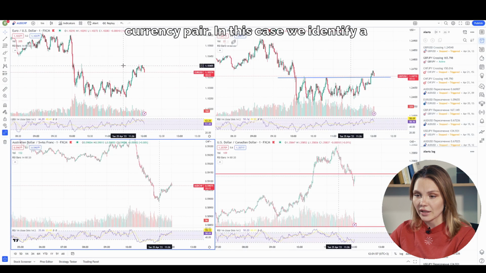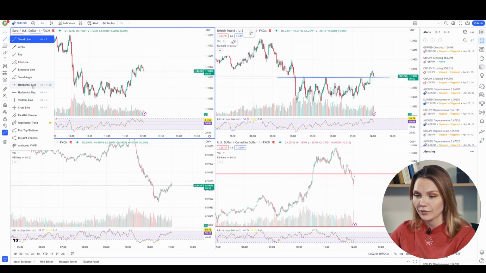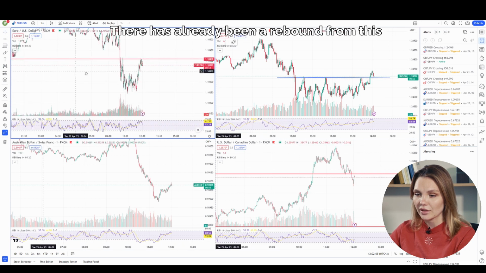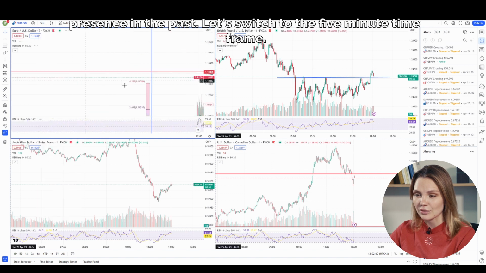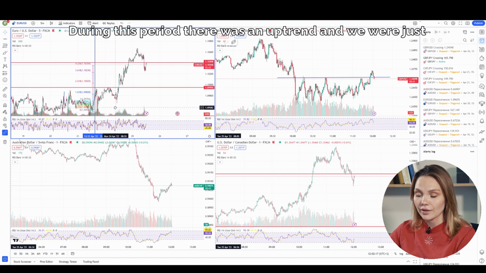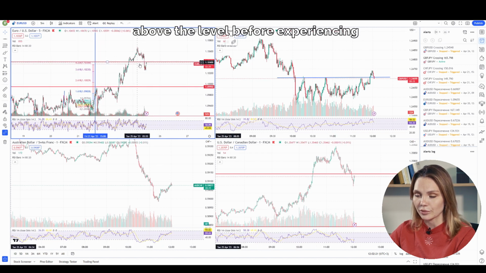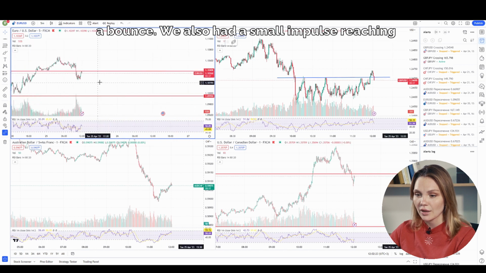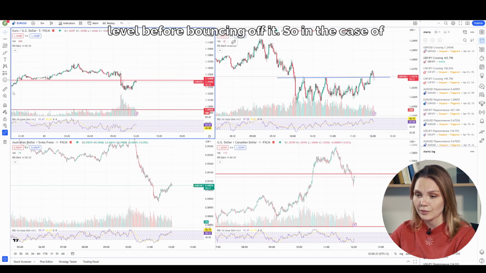In this case, we identify a resistance level. Let's mark it right away. There has already been a rebound from this level, and we can observe its presence in the past. Let's switch to the 5-minute time frame. During this period, there was an uptrend, and we were just above the level before experiencing a bounce. We also had a small impulse, reaching the 50% Fibonacci retracement level before bouncing off it.